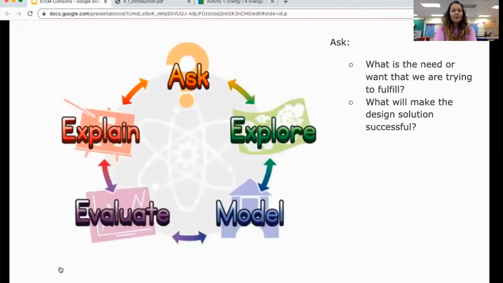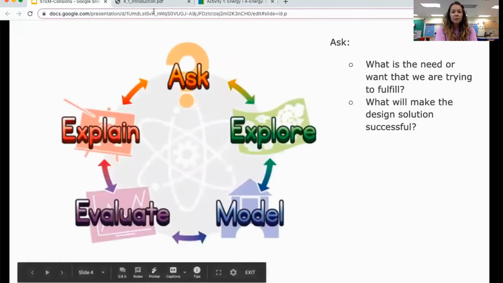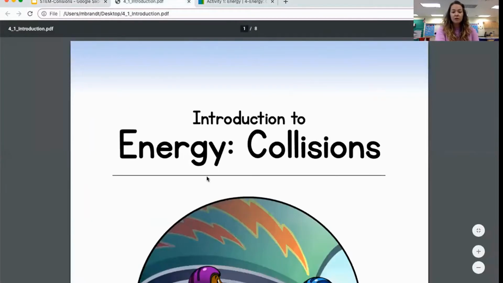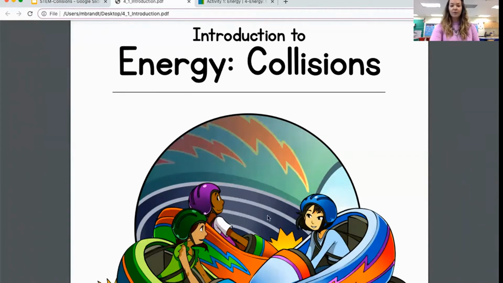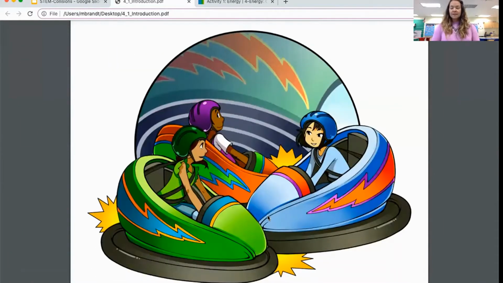Okay. All right, so we're going to get started with the introduction of the actual module now, and it's called Energy Collisions. So I have a little story for you with, as you've guessed, our three friends, Milo, Susie, and Angelina, and in this story, they are going to be going to the amusement park. So sit back, relax, feel free to follow along as I read the story to you.